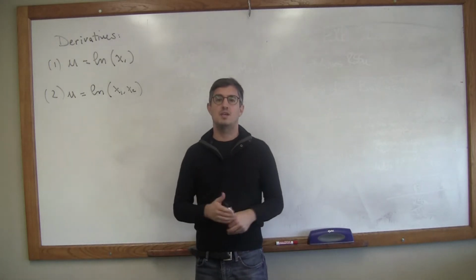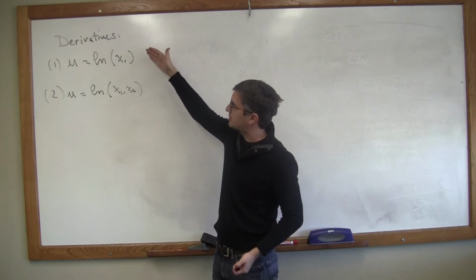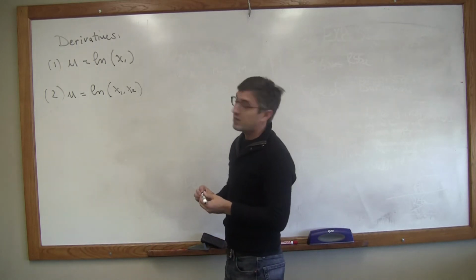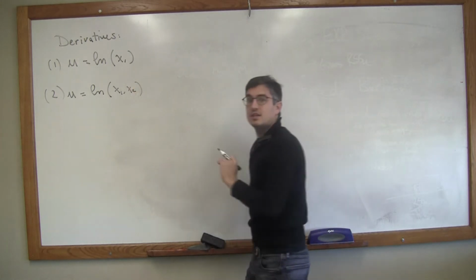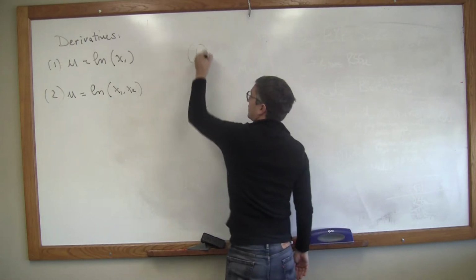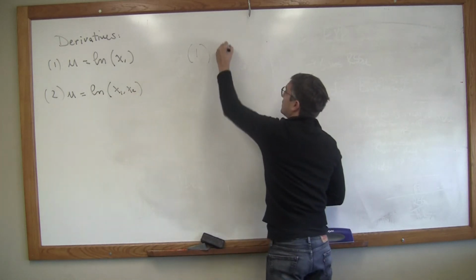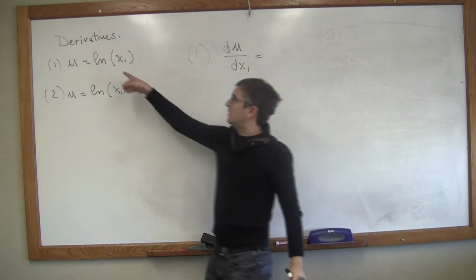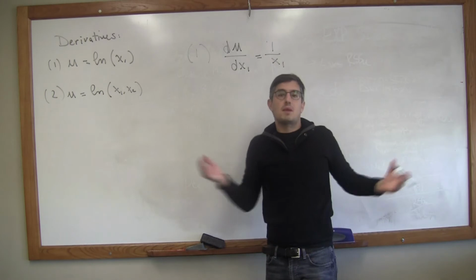So today we're going to be reviewing a couple of topics. We are going to look at derivatives and partial derivatives of log utility. As we probably know, the derivative of the log takes a very simple form. Taking the first example, we have a function u equals natural log of x1. The derivative of the utility function with respect to x1 is simply 1 over x1, by definition.